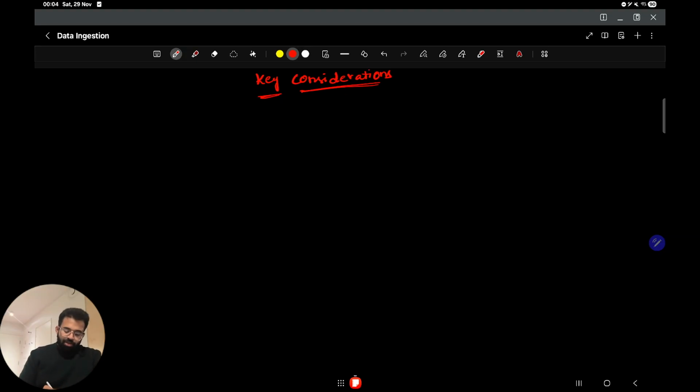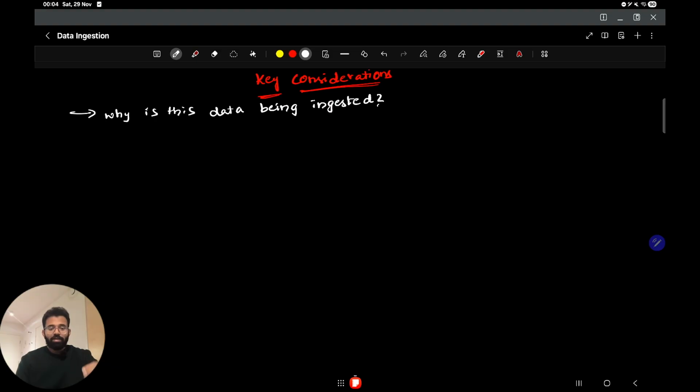The first thing we need to understand is why this data is being ingested at all in the first place. Because in my opinion, intention drives the design.